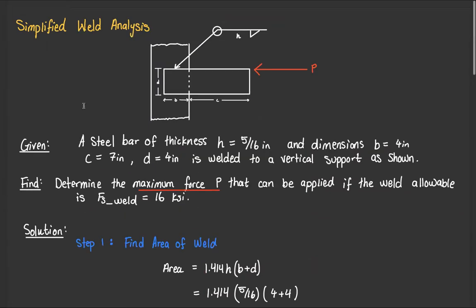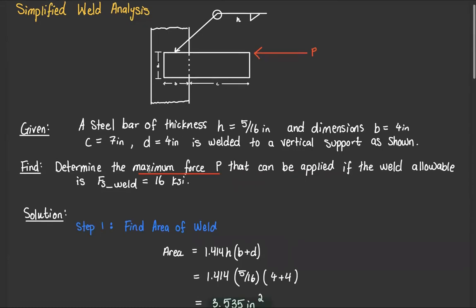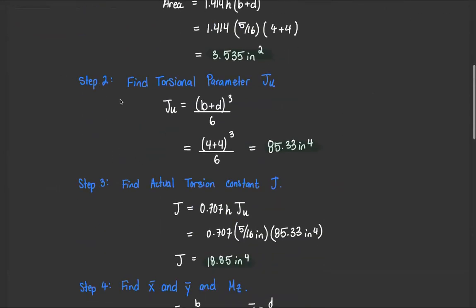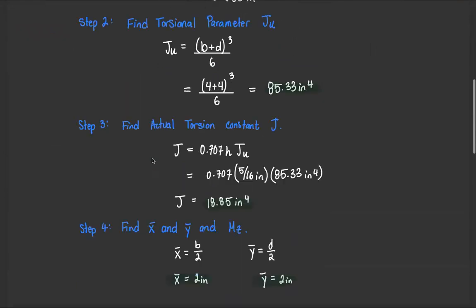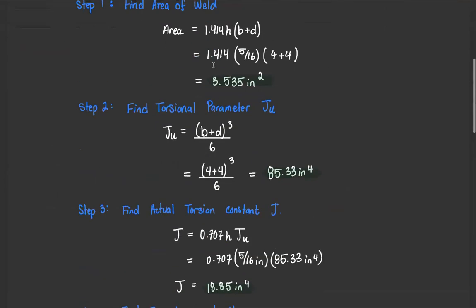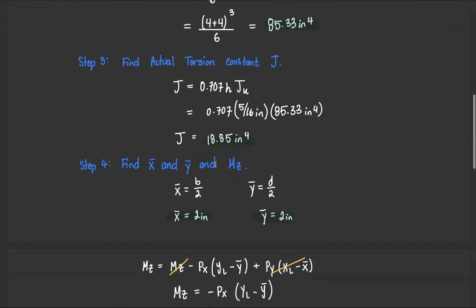So in summary, we went ahead and determined the max force that can be applied if the weld allowable is 16 ksi. From the callout, we were able to see that the weld is a box weld, denoted by the all around, and the weld callout. Here are the dimensions. We went ahead and did step number 1, which is find the area. Step number 2, we found the conditional parameter Ju. Step 3, we found the actual torsional constant. These equations are all provided in the handbook.